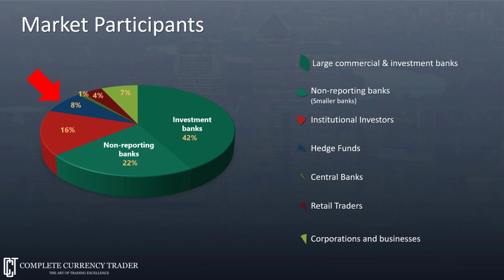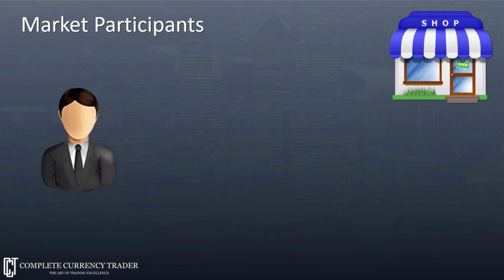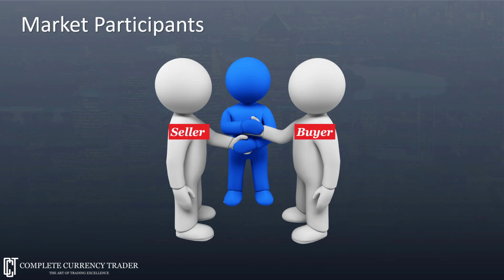You can see that hedge funds are only 8% of the market, and the retail sector, which are people like you and I, make up only 4%. The big players are the banks. They're the ones who move the market on a day-to-day basis, and I'll come back to them in just a moment. The other group are the market makers. Market makers do what the name suggests. They make a market, very much like a regular shop on your high street. They're effectively a service provider who make it possible for buyers and sellers to buy and sell.